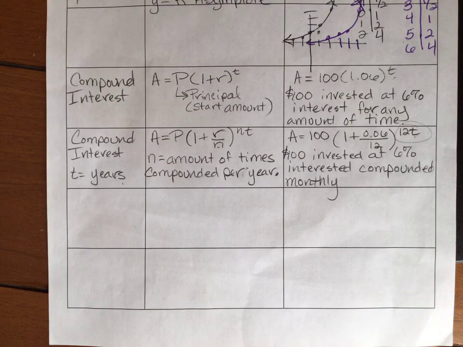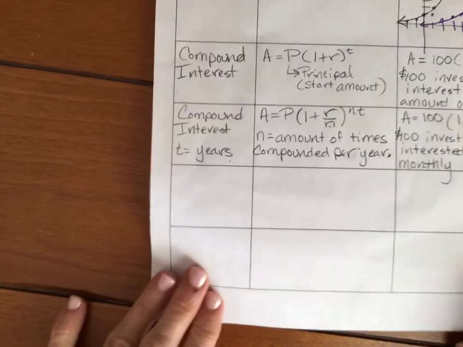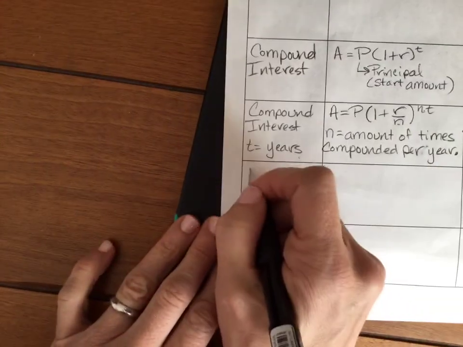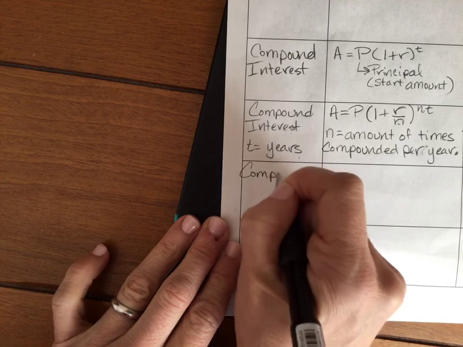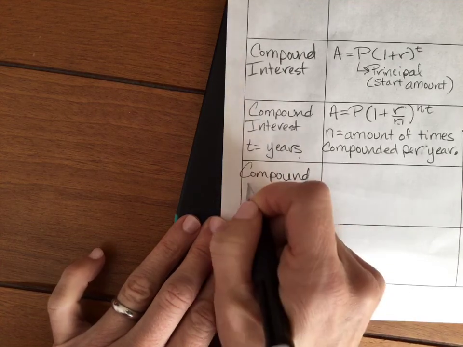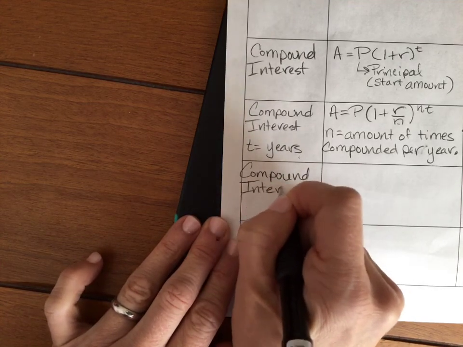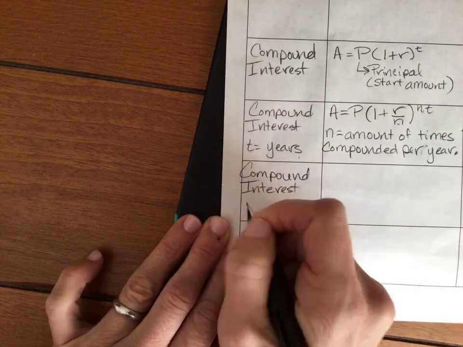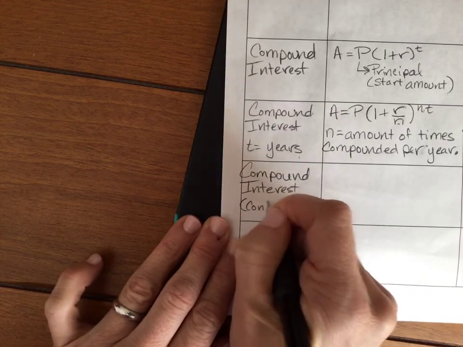All right, so we are continuing with compound interest. We've done it for a time that could be any amount. We've done it for years when it's compounded at different times per year. And now we want to talk about compounding interest continuously. So here in your next slot, we're going to have compound interest again. But this time, we're going to put in parentheses continuously.